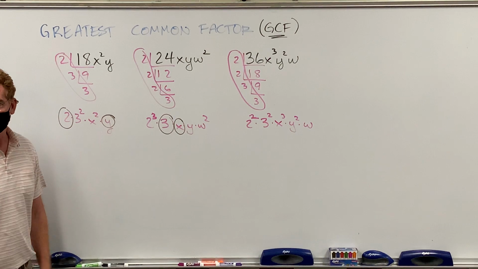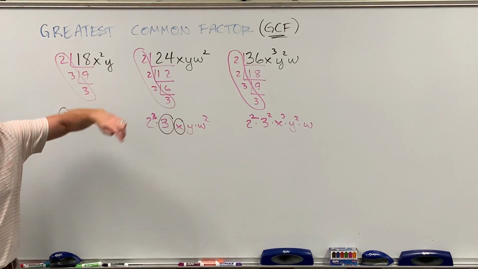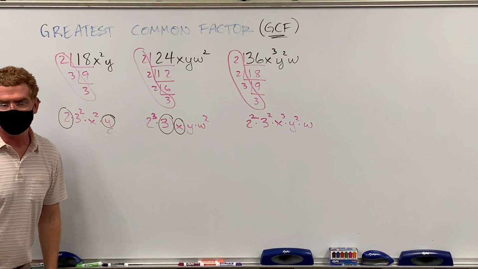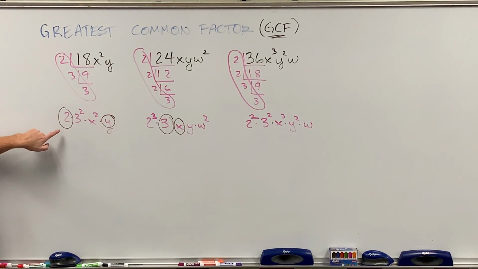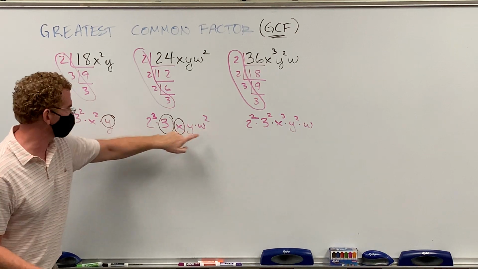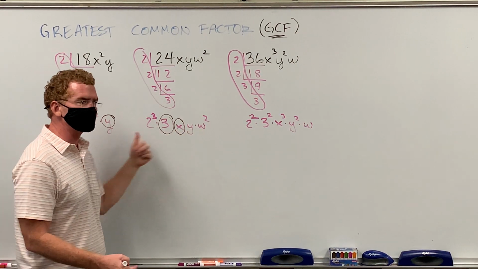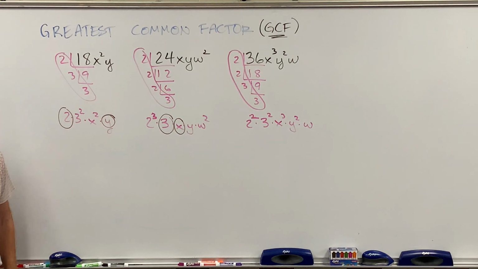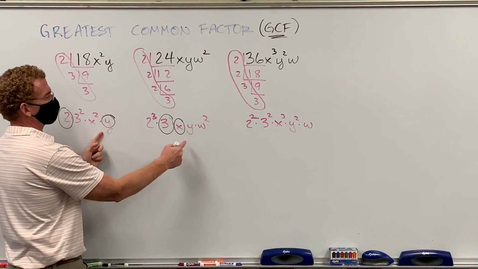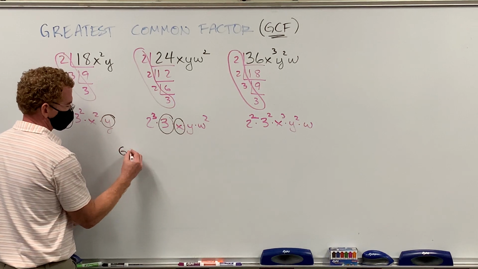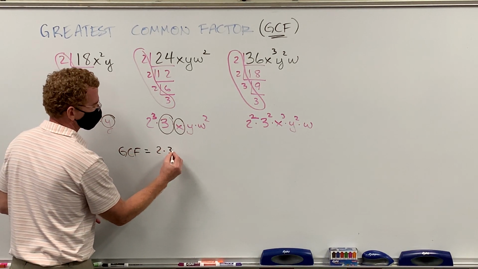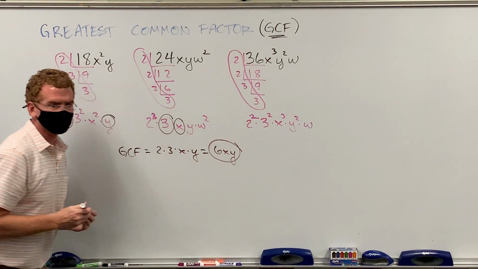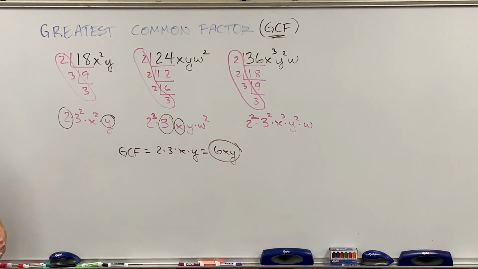No w's. So when I'm thinking greatest common factor, which most of you already know, if these numbers get really big and you can't just eyeball them, if you do a prime factorization, you can just grab the least of the 2's, the least of the 3's, the least of the x's, the least of the y's, and technically the least of the w's because this had no w's. And then you just take that 2 and the 3 and the x and the y and you put them together. So your GCF is 6xy. Are you with me?